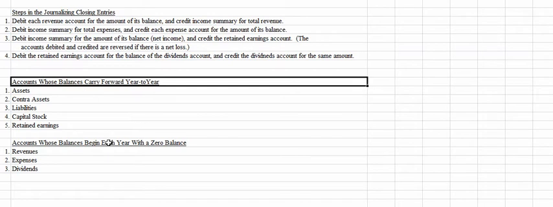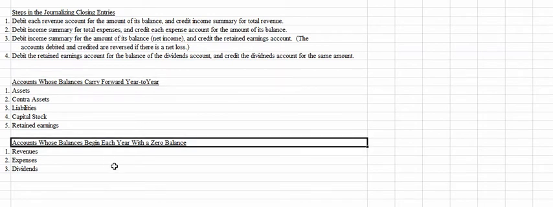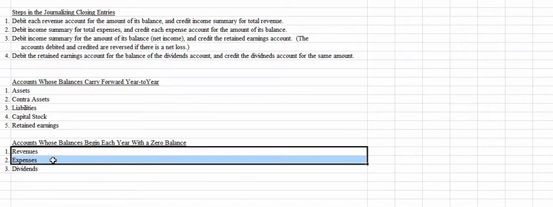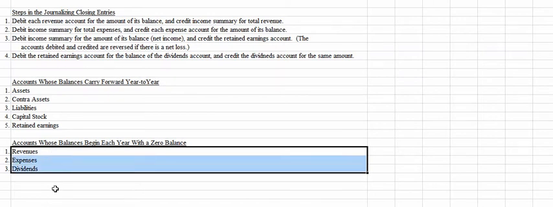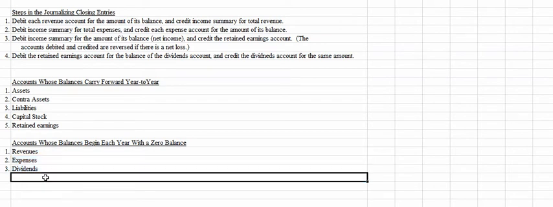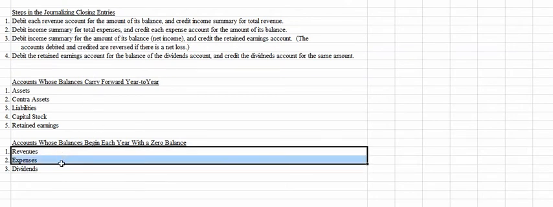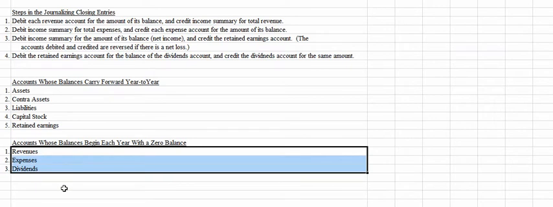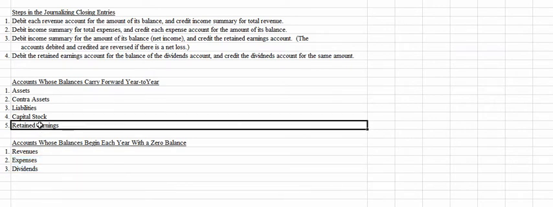The temporary accounts, or accounts whose balances begin each year with a zero balance, are revenues, expenses, and dividends. Now, they report amounts for the current period only, or for the current fiscal year only, so they have to begin each new year with a zero balance. The closing entries accomplish that purpose. Also, the closing entries transfer the balances of these three accounts into an account that does carry forward year to year, retained earnings.